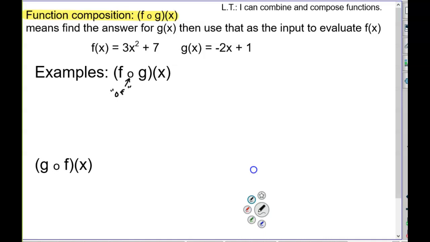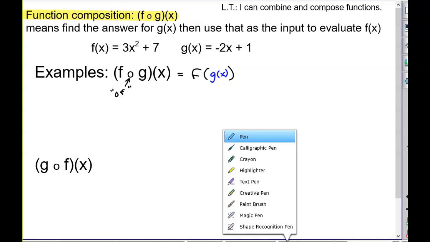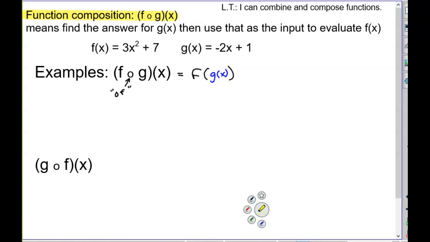But I really don't love this notation. When I see f of g of x, I rewrite it like this. And if you're somebody that likes to use multiple colors, this might be the time to mimic my color scheme. So my goal is to find a new expression for f of g of x. Well, all we're going to do is replace the inner layer first.